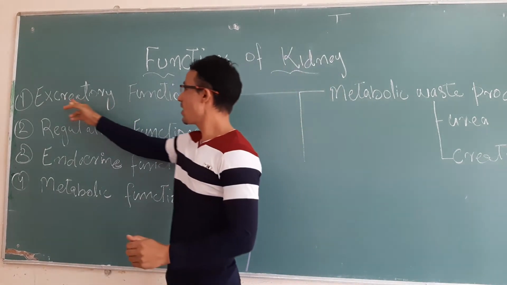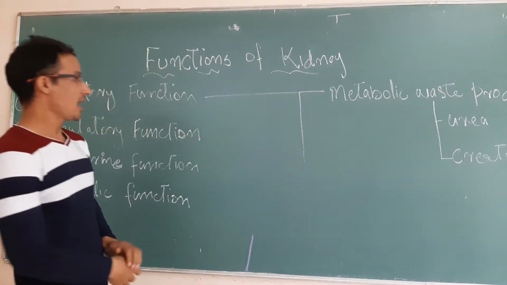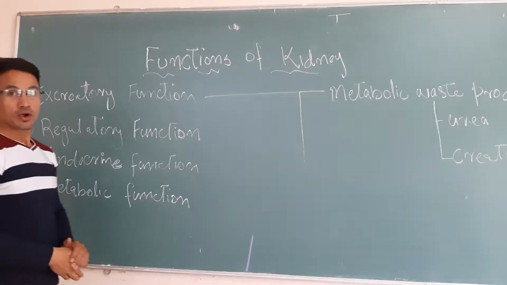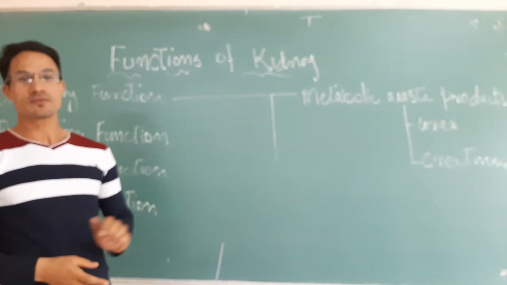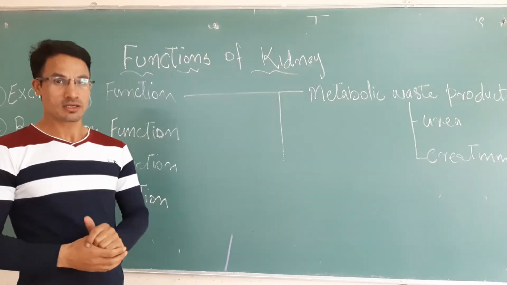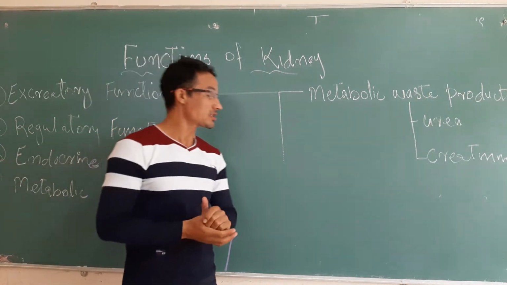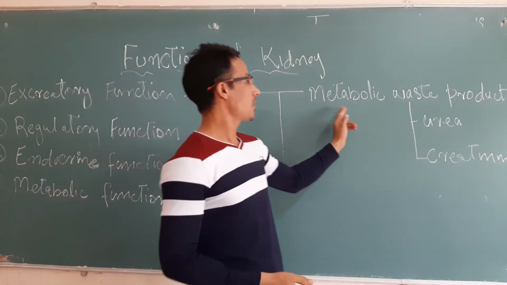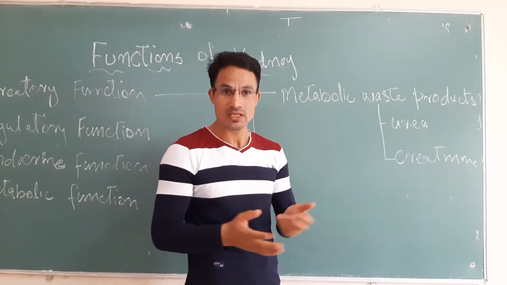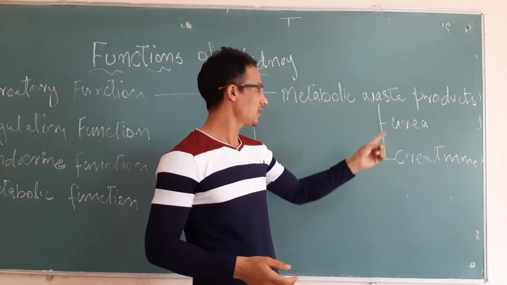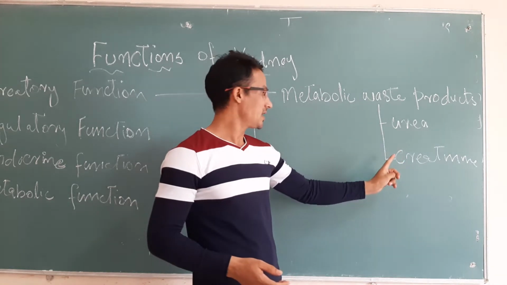First we will discuss what is the excretory function. There is a lot of waste in our body that is eliminated from the body, and that is known as the excretory system. In the excretory system, there are metabolic waste products. In our body there are a lot of metabolic waste products. What are they? The first ones are urea and creatinine.